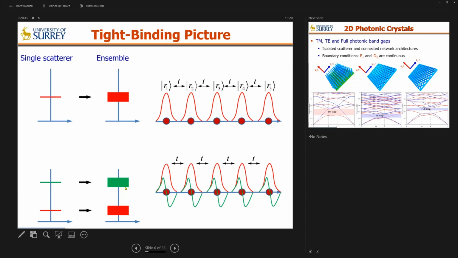And you note that in my argument here, I didn't rely upon periodicity. I said to bring atoms together to form a compound. I can apply exactly the same concept, but now for photonic materials. So what I'm going to say is that I take a single scatterer and I look at the resonances. What does a scatterer resonance mean? Well, it means I send light.